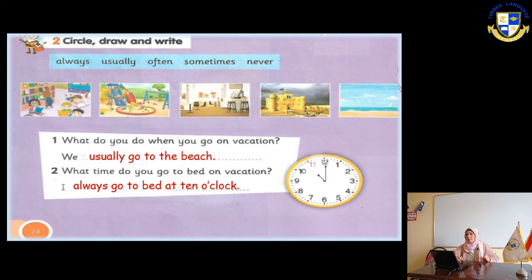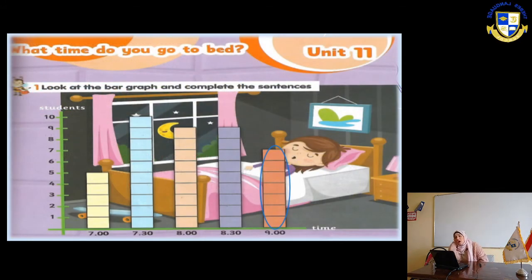Then we have, what time do you go to bed? Here we have a bar graph, and complete the sentences according to it. Okay, let's see. Numbers from up to down are the numbers of students. Numbers from side to side are the time. Here, the time 7 o'clock at the bottom.